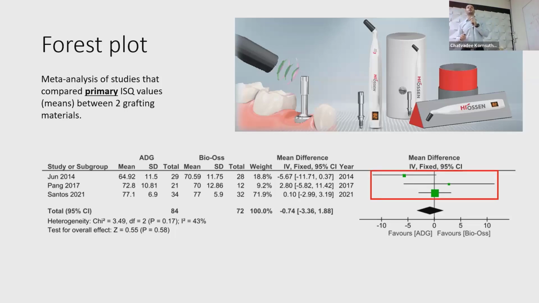The first thing I want to understand is those green squares that you can see here. Each green square here represents one included study in the meta-analysis. So in this meta-analysis, how many studies were included together? 3 studies, yes. So I have 3 squares, and each square represents one study. As you can see here, I have June 2014, Khan 2017, and Santos 2021. So I have 3 studies combined together to do the meta-analysis.